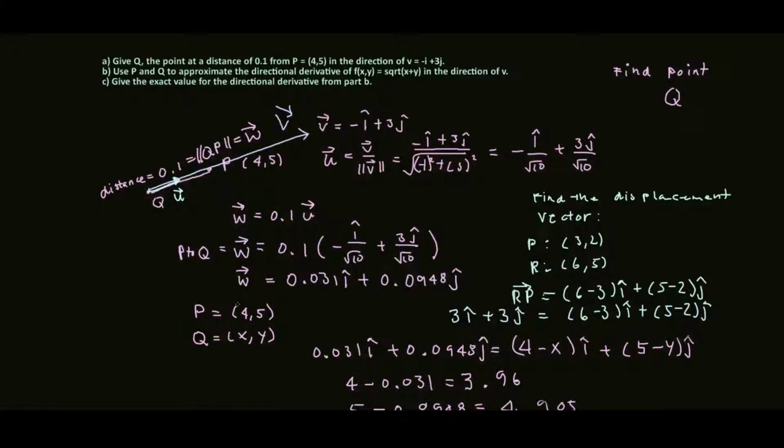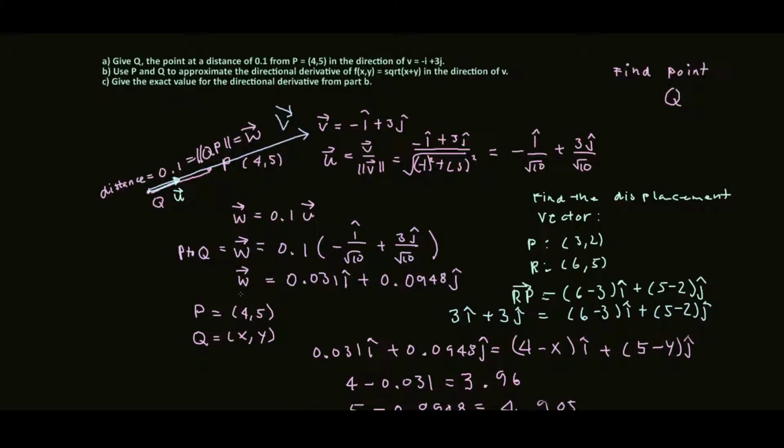Okay, basically we have this question and it's broken down into 3 parts in this video. We'll only cover part A. So it's saying to give Q, the point at a distance of 0.1 from P equals (4,5) in the direction of this vector. So the question is asking us to find point Q, hence "give Q the point."